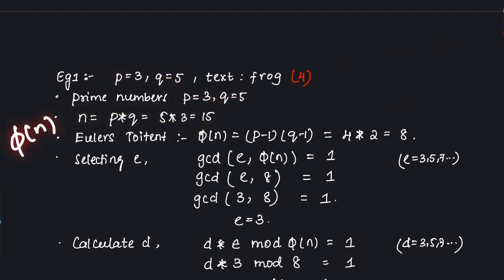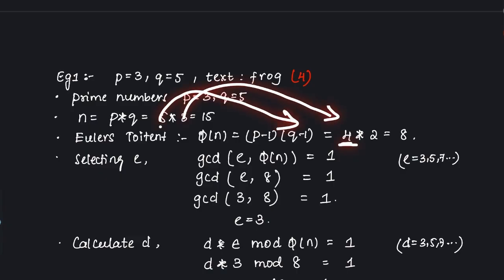Phi of N is Euler's totient function, which is equal to P minus 1 into Q minus 1. 5 minus 1 is 4 and 3 minus 1 is 2. 4 twos are 8, I've got. Next I have to select the public key.